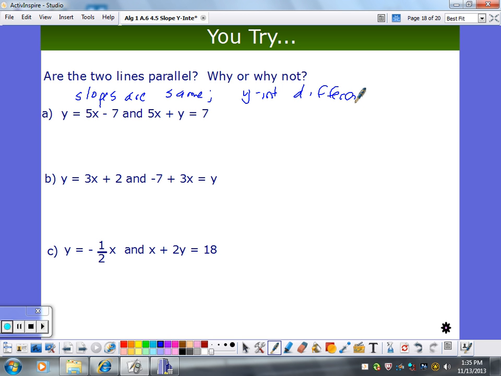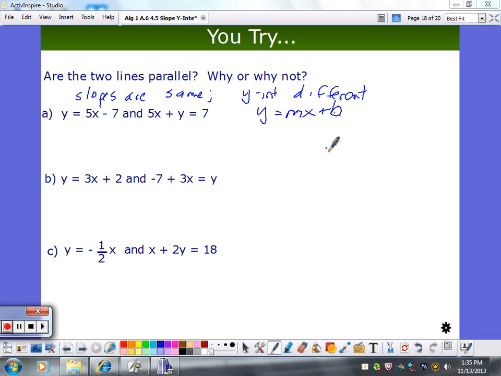What form do you want these equations to be in? y equals mx plus b. Now remember what this is called? Slope-intercept form, because it hands you the slope and it hands you the y-intercept. Slope-intercept form. So give these a try. If you have questions, let me know.